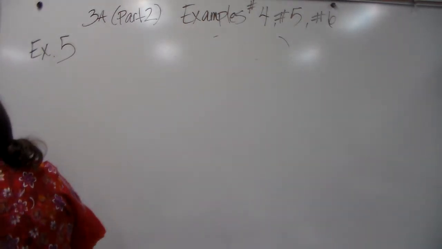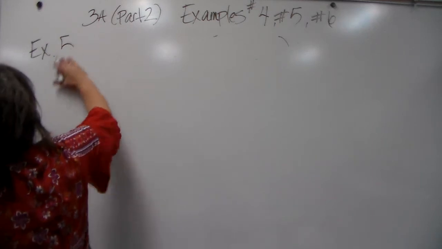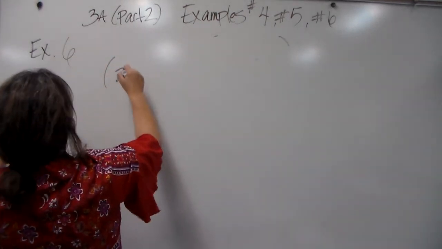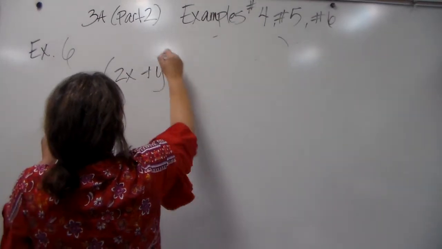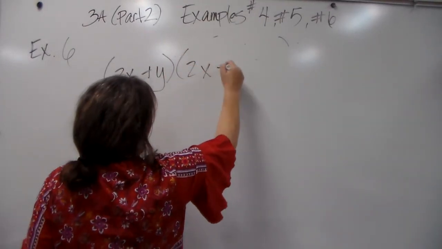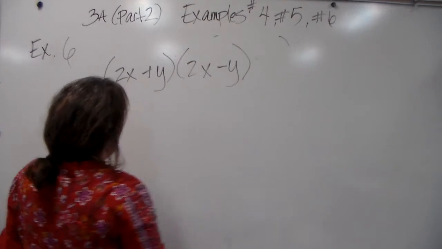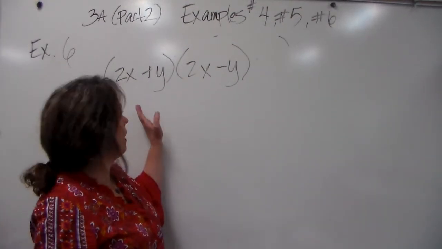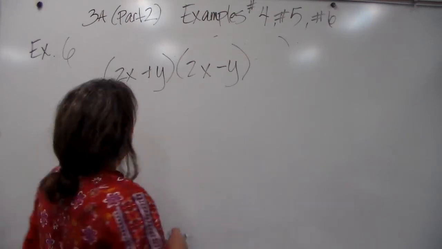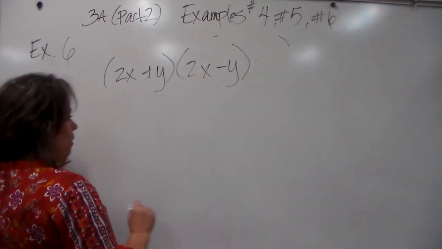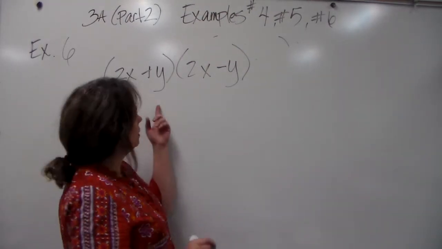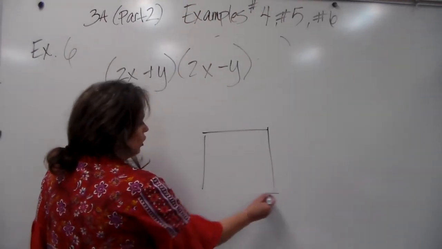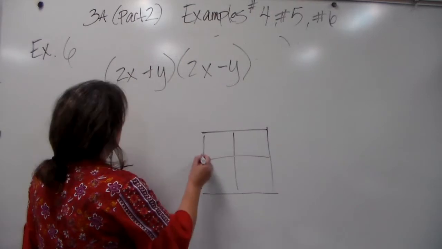And for example number 6, we have 2x plus y times 2x minus y. And what's interesting here is that now we've got a y term. We have an x term and a y term. But we're going to multiply it the way we've been doing with our box. So we have 2 terms multiplying 2 terms. That means we need a 2 by 2 box.